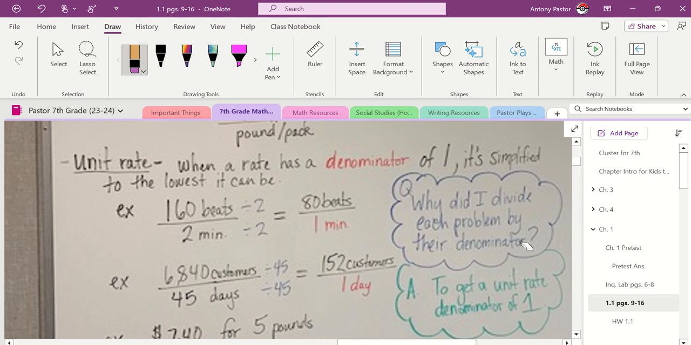Why did I divide each problem by their denominator? The answer is to get a unit rate denominator of 1. Now, if you can't do that and it can't be turned into a unit rate, that's fine, but this is an example of a unit rate.